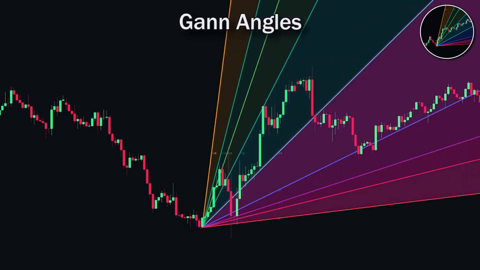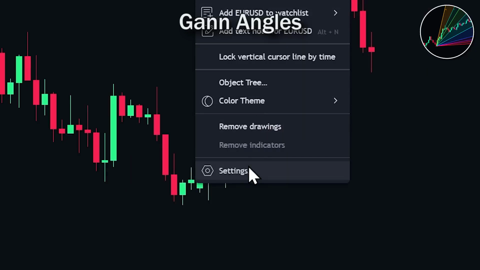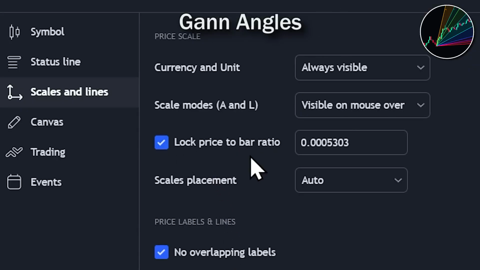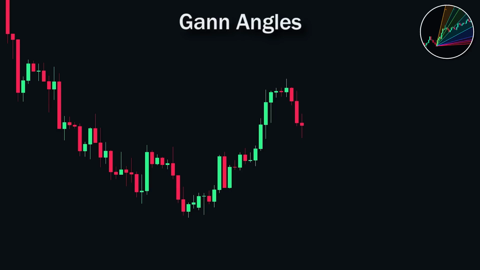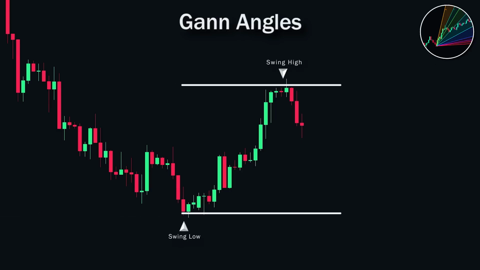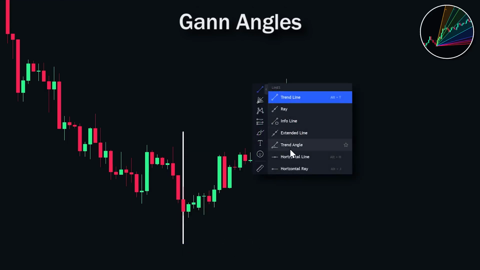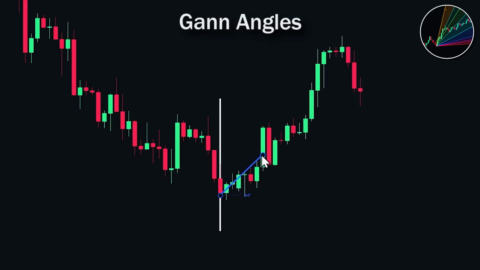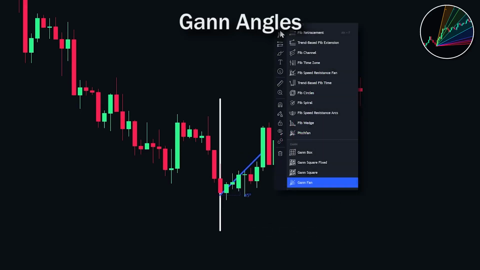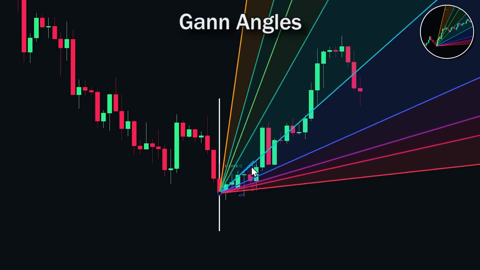To apply the Gann angles, first you go to settings, then make sure to check the lock price to bar ratio. Next, identify a market range and mark the swing low and the swing highs of that range. Then, draw a straight vertical line at the start of the range. After that, select the trend angle tool and measure 45 degrees. Then, use the Gann fan tool and place it at the 45-degree angle.